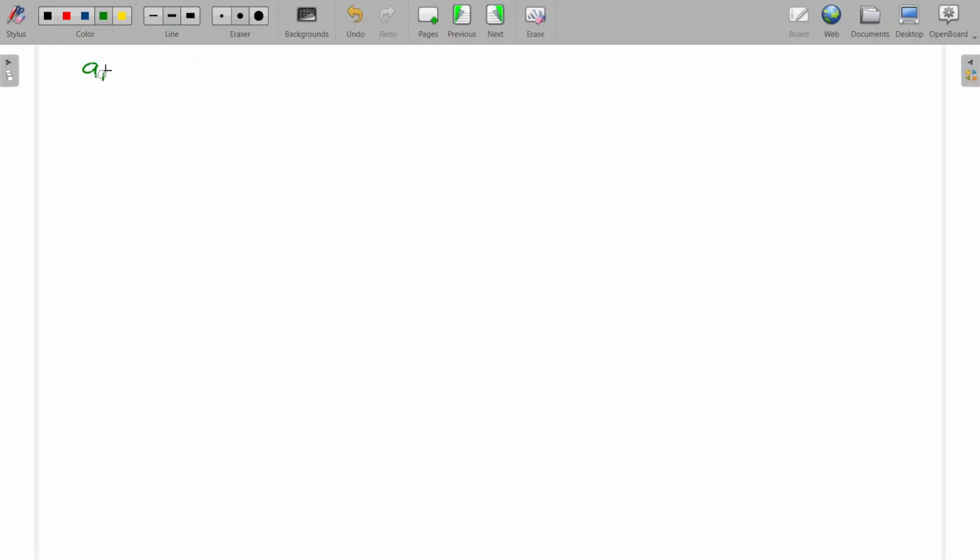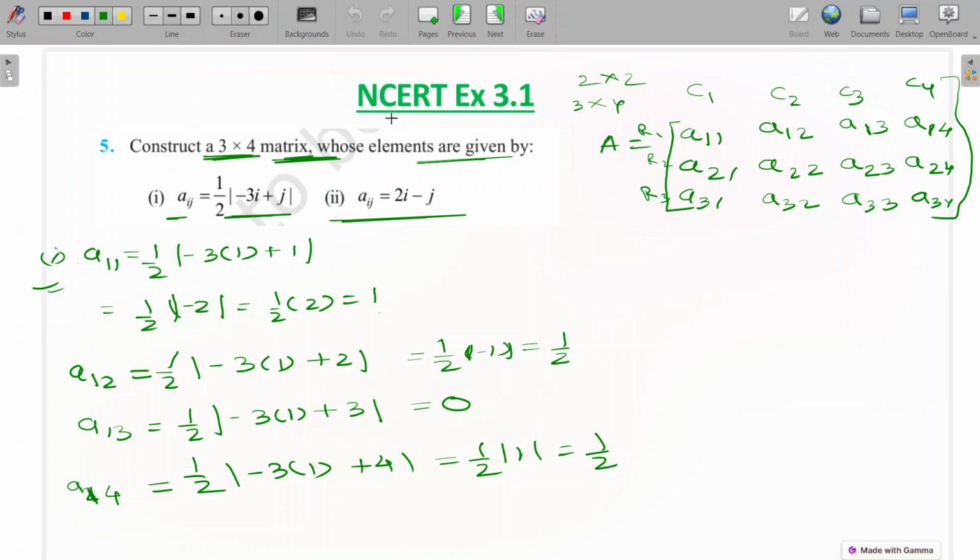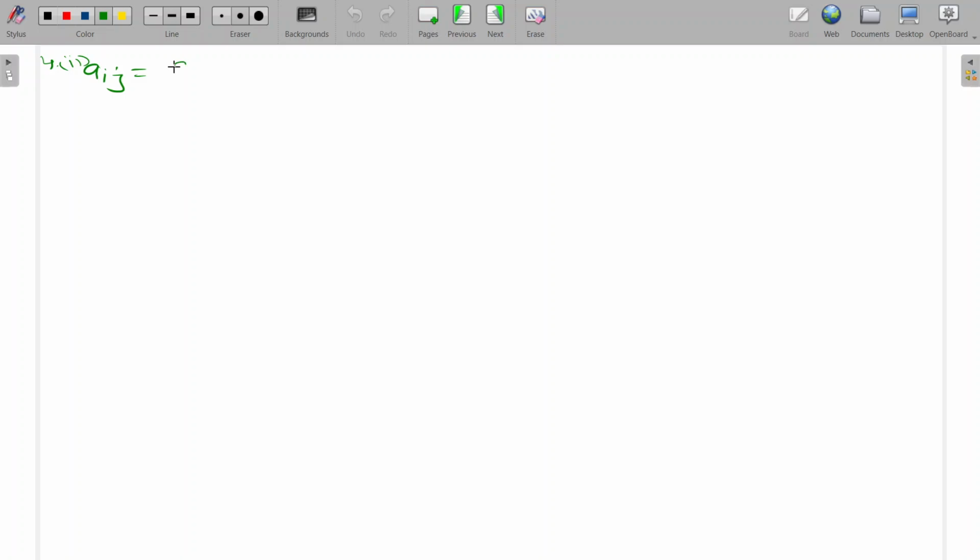Here we are solving a 4 cross 2 matrix. Aij is just 2i minus j. Now we have to calculate the first row elements first. First row, first column is 2 into 1 minus 1, which is 2 minus 1, that is 1. First row, second column is 2 into 1 minus 2, where i is 1 and j is 2. So it's 2 minus 2, which is 0.